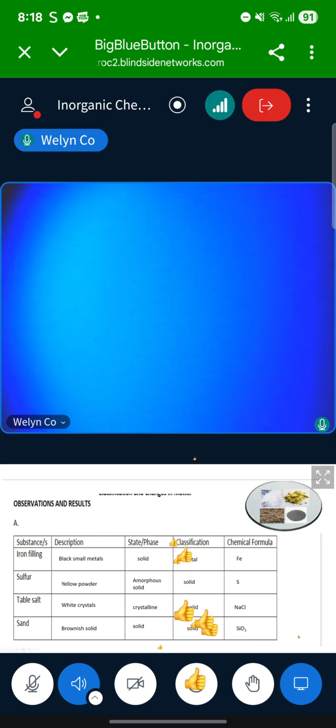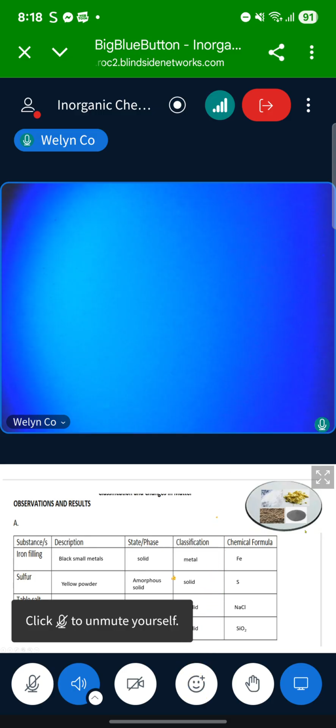Sagot, di ko kayo nakikita kung ano yung mga emoticons na pinipindot na. So ito yung ating observations regarding the samples that we had placed in 4 quadrants of your watch glass. So the iron fillings, description, you have the black small metals, and the state it's solid, classification, it is a metal, and then chemical formula is Fe. So ito yung iron mo.